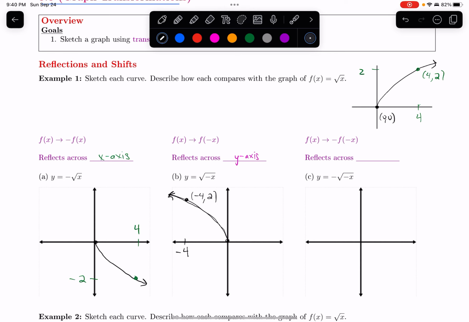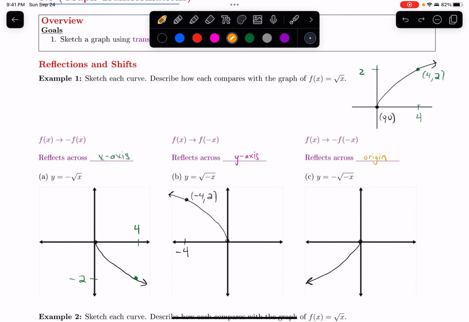So reflecting it across both axes, I can describe that more succinctly as simply saying it's going to reflect the whole thing across the origin. Because putting in both of those negatives, that's changing not only the sign of the x-coordinate, but also of the y-coordinates on the graph. And that reflects the whole thing across the origin.